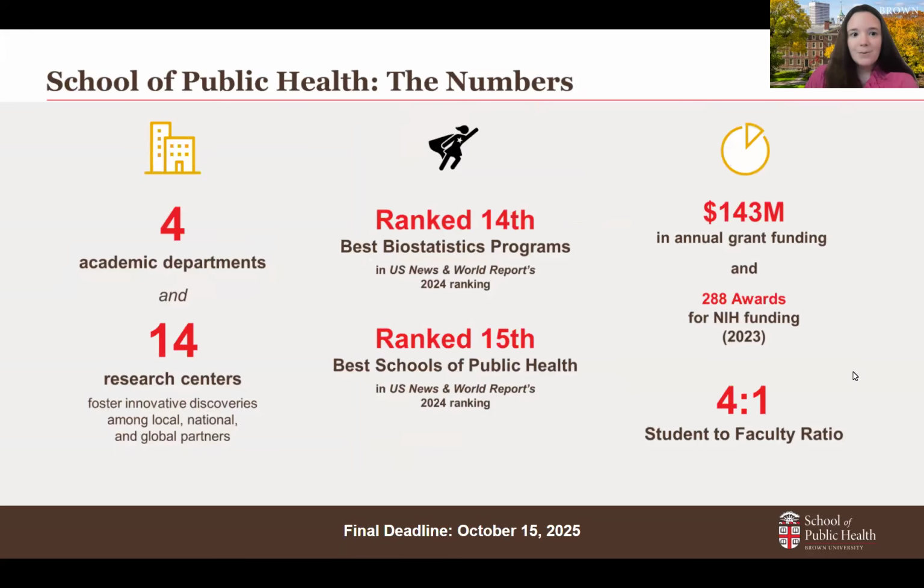So first, we're going to go over the School of Public Health. This online Masters in Biostatistics program is housed under the School of Public Health at Brown University. It has 4 academic departments and 14 research centers. And the school is ranked 15th in the best schools of public health in the U.S. News and World Report 2024 ranking. And the program is ranked 14th in the best biostatistics program. The school receives about $143 million in annual grant funding and maintains a 4-to-1 student to faculty ratio.